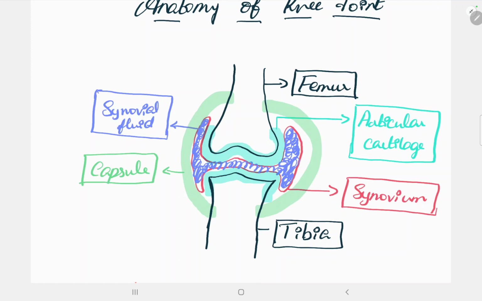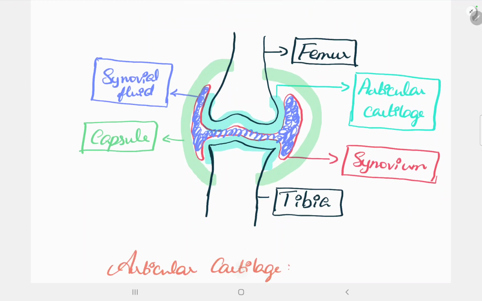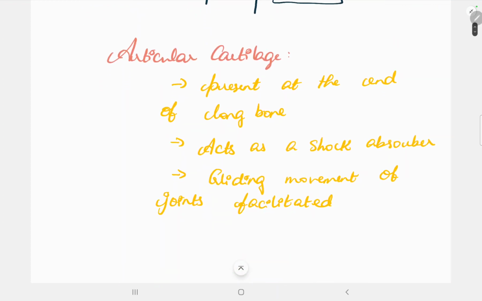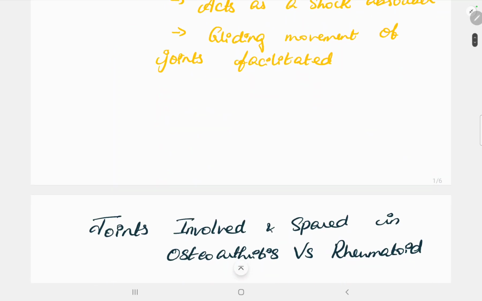So when there is a knee joint, it contains articulating bones, articular cartilage. In synovial joints, there will be synovium and synovial fluid, and then a capsule. So coming to articular cartilage, this is normally present at the end of the long bone and it acts as a shock absorber, and also this is required for the gliding movement of joints.